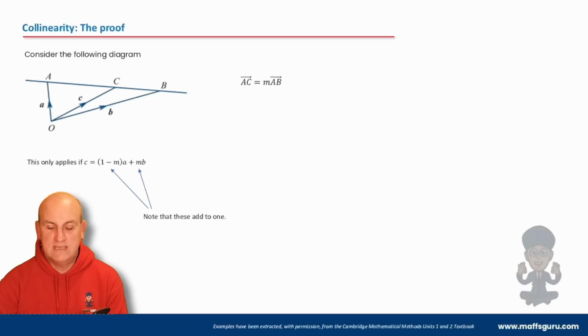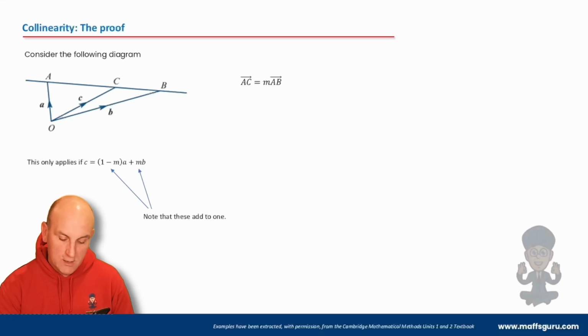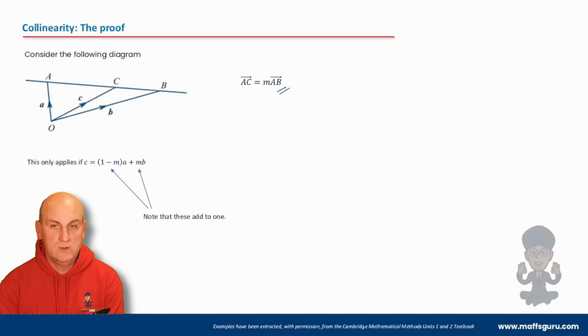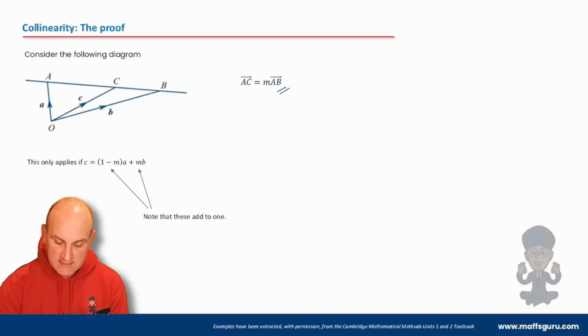Let's consider the points A, C, and B, and let's say that OA is a, OC is c, and OB is b. Now, because they're on the same line, we would hope that if they are collinear, A to C is some sort of multiplier of A to B. So we know that to get to C, that's the same as O to A plus A to C.